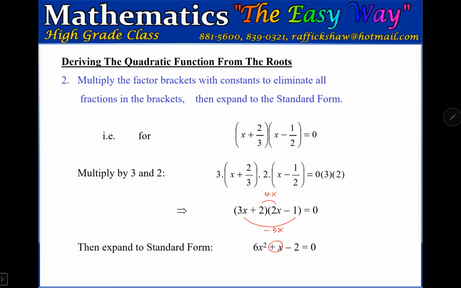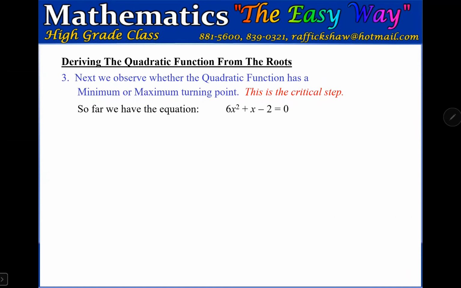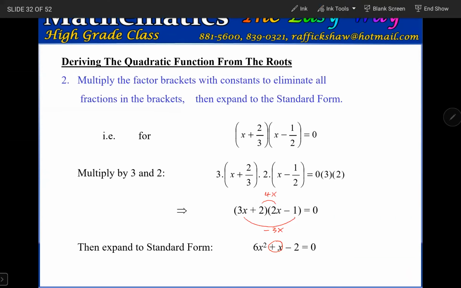So remember, the first value in the expanded form is the product of the first two values in the bracket. The third value is the product of the second two values in the bracket, and the middle term is the sum of the far product and the near product. All right, so that is the equation now in the standard form. So we have gone from the roots at the beginning, and we have now reached the equation.